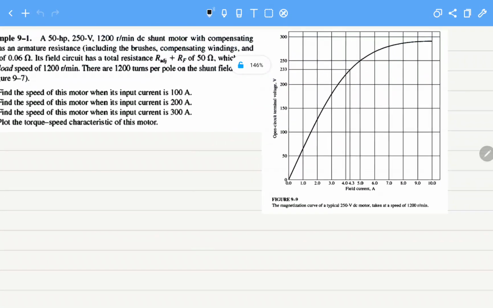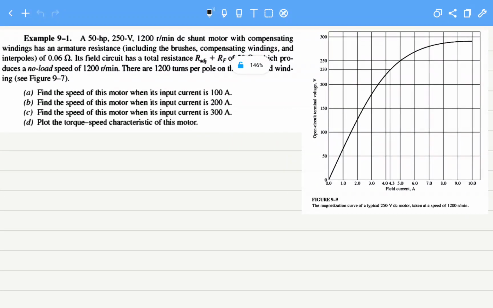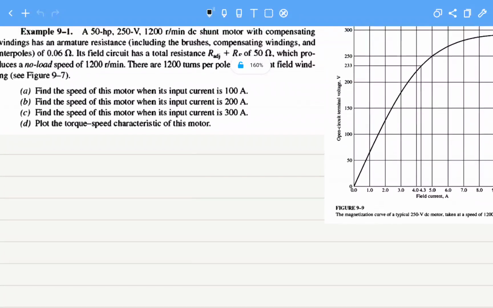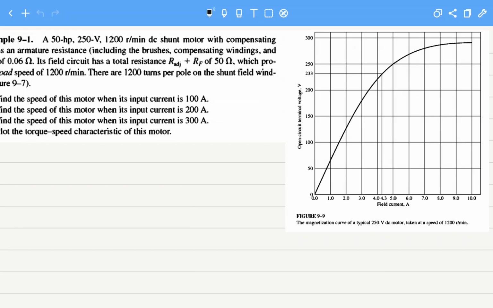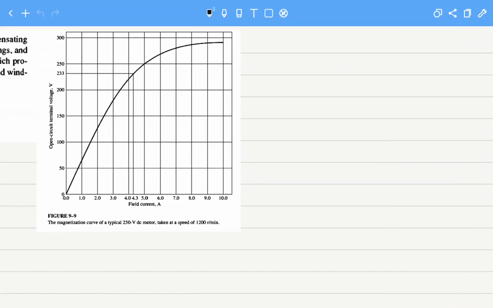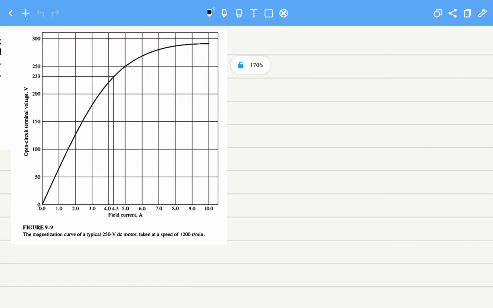Students, this question is about a DC shunt motor with compensating winding, and there is a computer. So we are talking about a DC shunt motor. What is a DC shunt motor? It is very similar to a DC shunt generator.